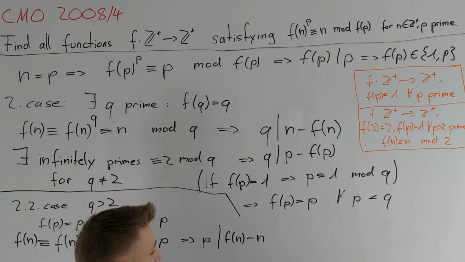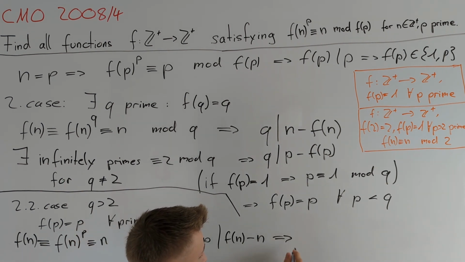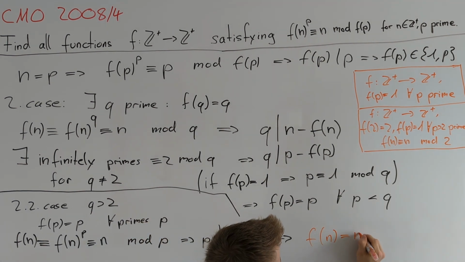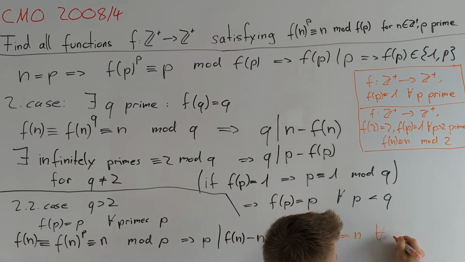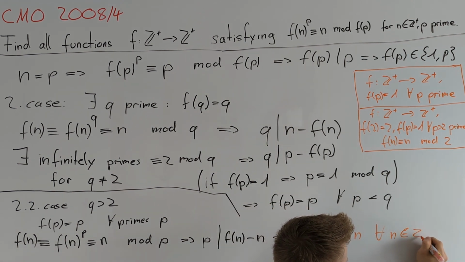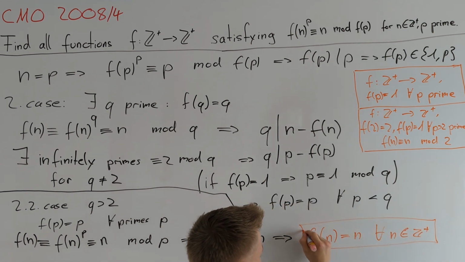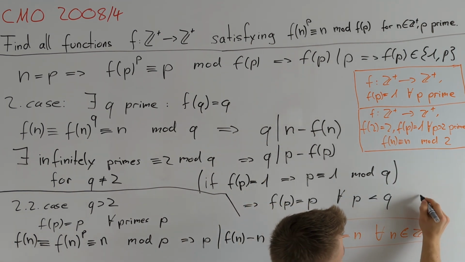Let's choose p such that p is greater than the absolute value of the right hand side, and then this directly implies that the right hand side must be equal to 0. So we get that f(n) is equal to n for all n in the positive integers. And this is our last solution, and then we are done.